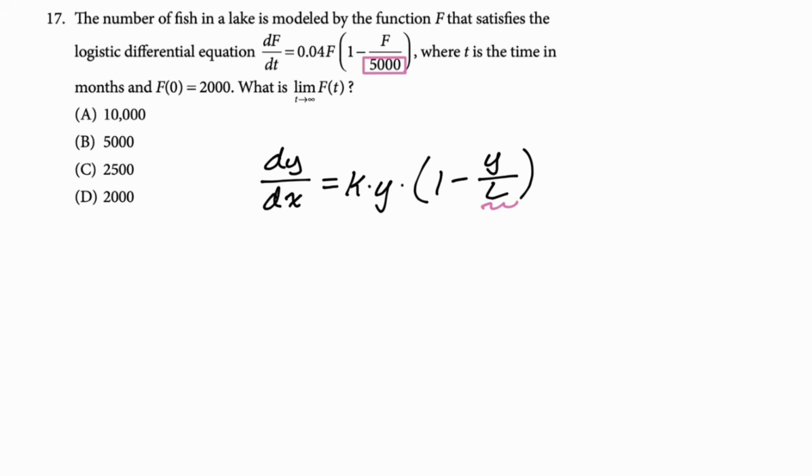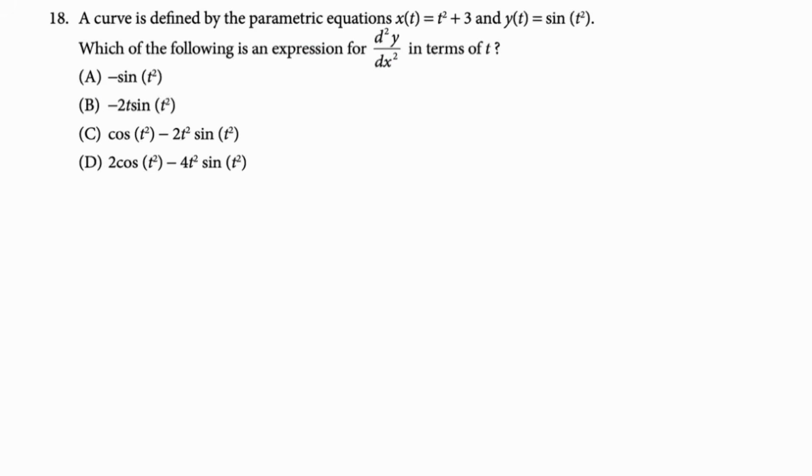The limit is definitely 5,000. This is something you should definitely have memorized. Point of inflection will be at half of that value, so 2,500. Those are really the questions that they ask you about the logistic differential equation. Well worth knowing.